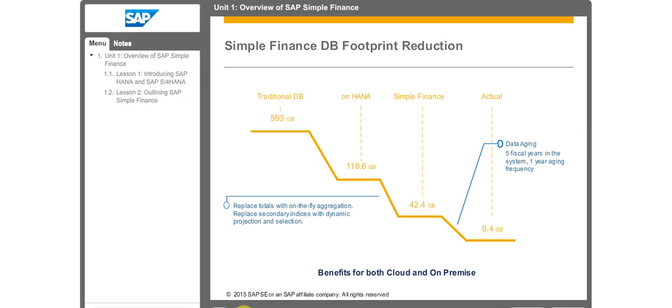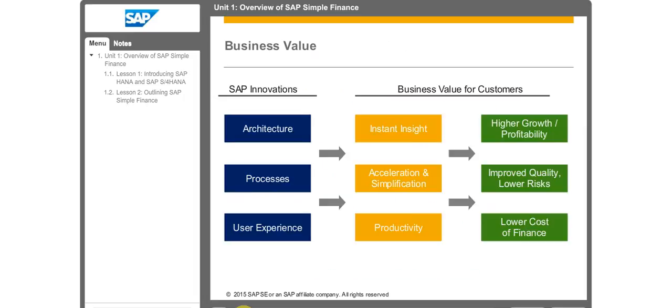This is supported both for cloud and on-premise installation. SAP, through innovations in the architecture of the processes and the user experience, is adding business value for customers through instant insight, accelerated processes, and simplified processes. It also ensures improved productivity through the always available on any device user experience, which is common throughout all lines of business, and these benefits translate to higher growth and profitability, improved quality, and lower risks for your data, and finally, a lower cost of finance for your operations.